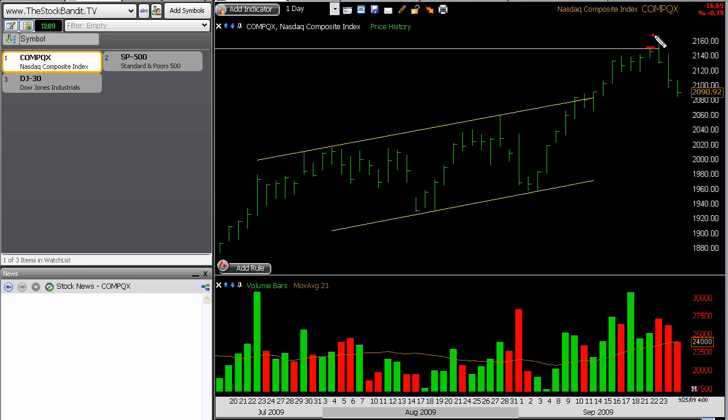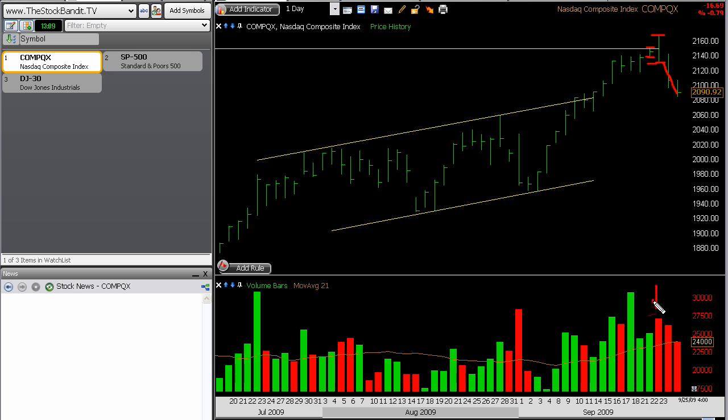Wednesday we jumped above it, but we couldn't finish there, and instead we reversed and closed down near the lows of the session, selling off. So we got this big large reversal bar. That also was a bearish engulfing bar. It engulfed Tuesday's range and it finished beneath it, which is bearish, and that obviously paved the way for some follow through on the downside.